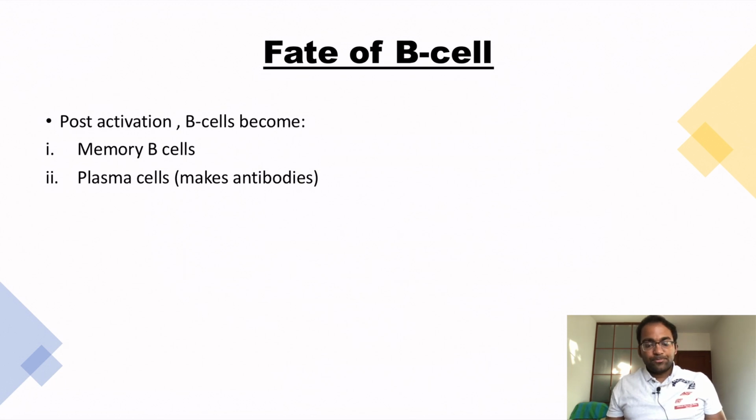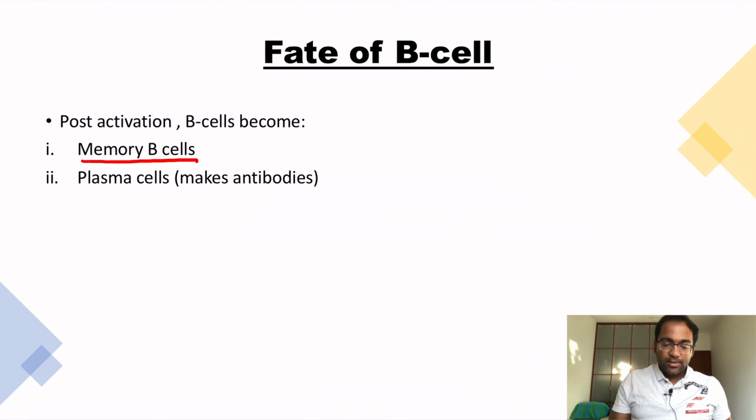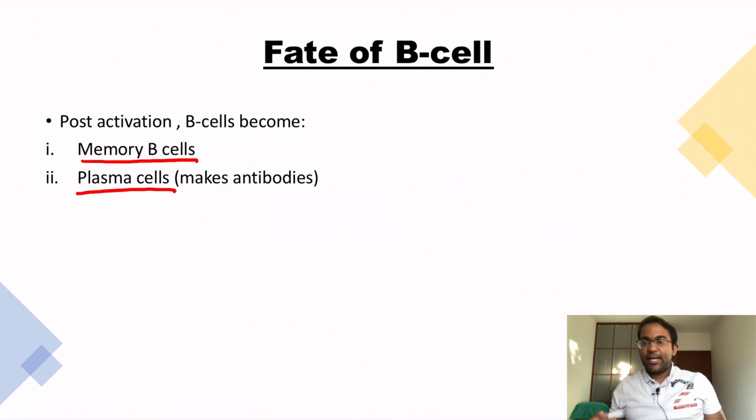Now, what is the fate of the B cell? Post activation, the B cells will become memory cells, which are responsible for the secondary immune response. So this is for future fighting. And the second is the plasma cell. Plasma cells make antibodies. I mentioned it previously. So either the B cell is a memory cell, which will help us in the secondary immune response, or it makes plasma cells, which will make the antibody and help us fight against the pathogen. So I hope you understand the B cell. This is the whole process, and I tried to make it simplified for you guys.